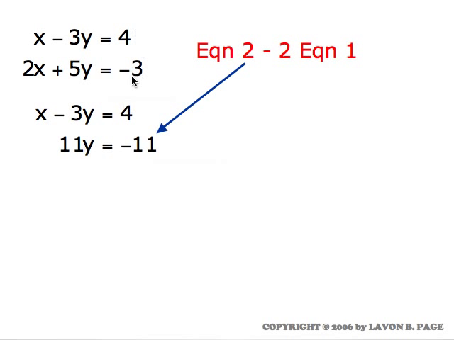And with the numbers on the right, when I do equation 2 minus 2 times equation 1, I'll be getting minus 3 minus 2 times 4, which is minus 3 minus 8, or minus 11. So doing this step has produced a new second equation.